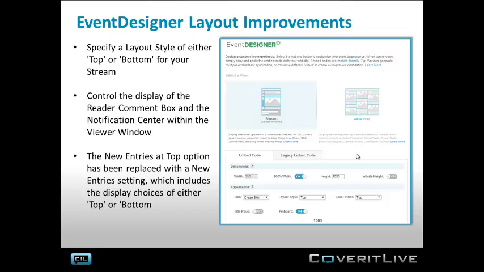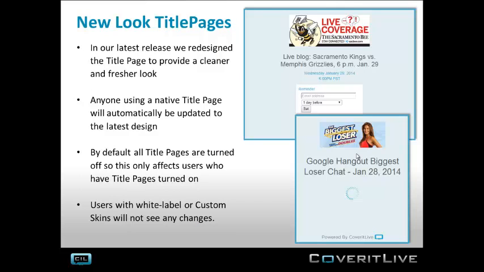Before, you chose where you wanted your entries, and now you have some more specific options. You can control the display of the reader comment box and the notification center within the viewer window. Move that up to the top of the event, and you can toggle the new entries at the top option. But you want to have the new entries and the layout style match each other, so either both top or both bottom. And I'll show you how that works in a moment when I jump into the event designer.